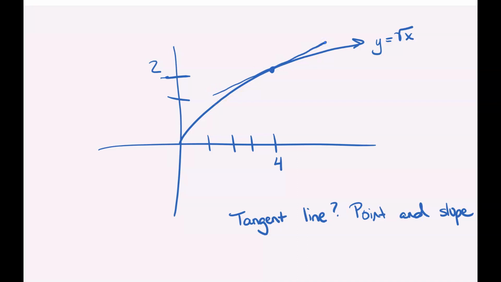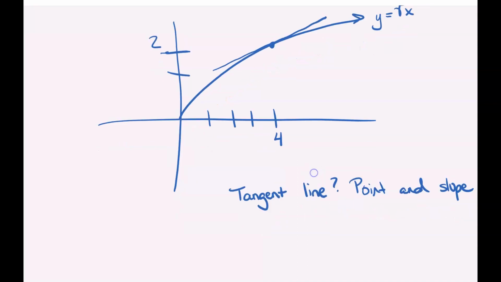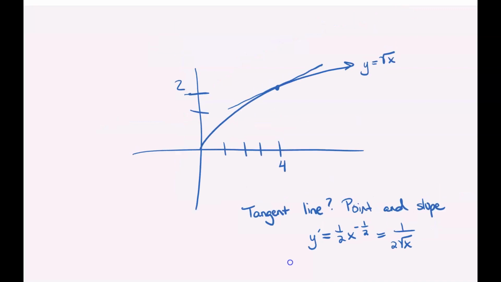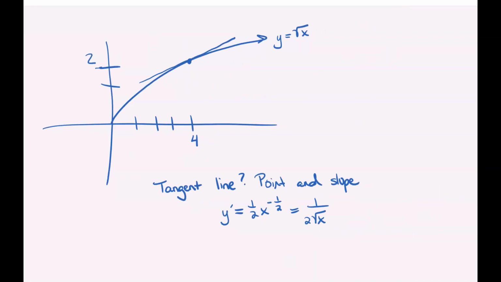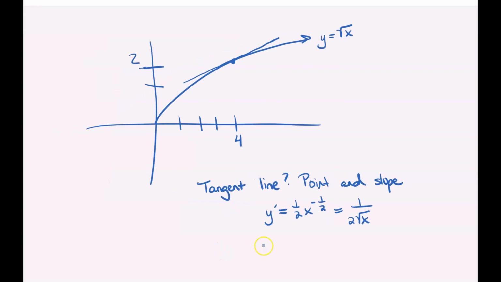And then how would I find the slope of that line? Well, remember, the slope is just another word for derivative, right? So I could do y prime, and that would be 1/2 x to the negative 1/2, or 1 over 2 root x. Then I could figure out, well, what's y prime of 4? So I plug in the 4, and I would get 1/4.